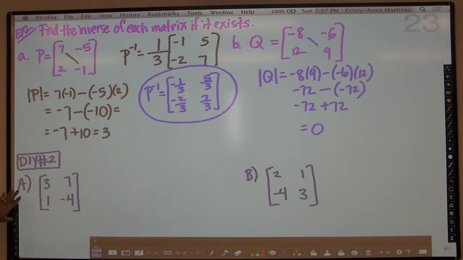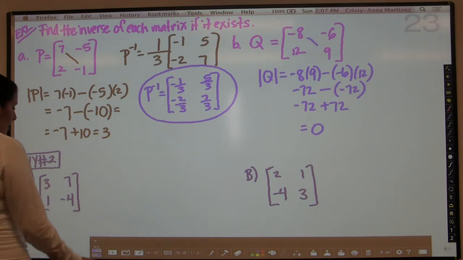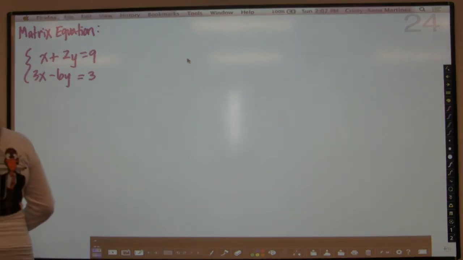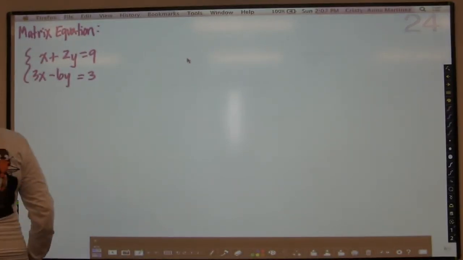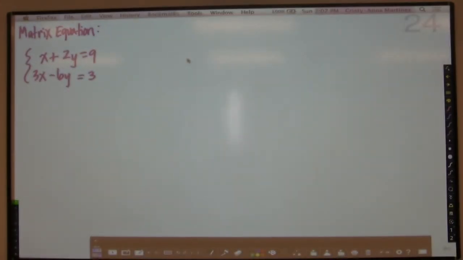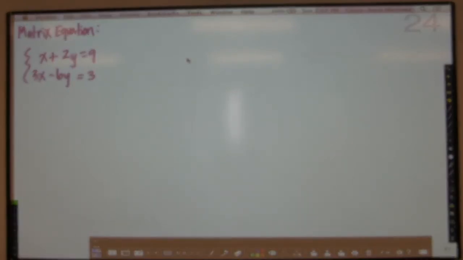Okay, so now I want you to try do-it-yourself number 2, A and B. And then we will go to our final element of this lesson, which is putting all of this together, excuse me, into a matrix equation. And now, in a matrix equation, you kind of did some of this before, so I kind of want to just make sure.